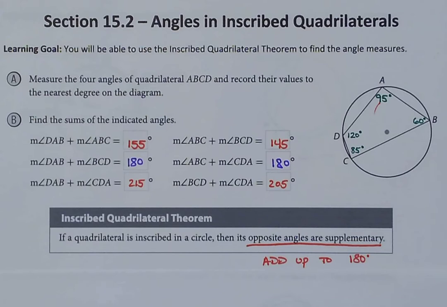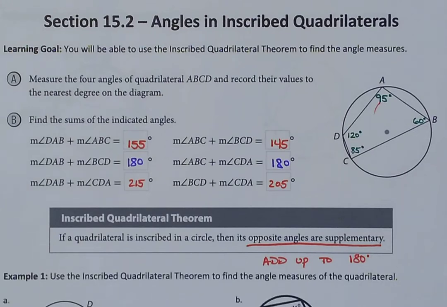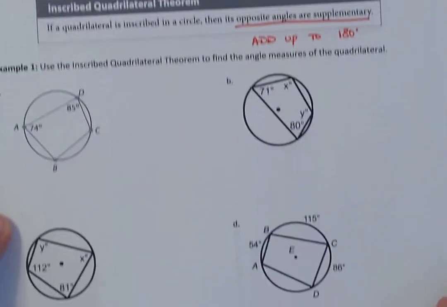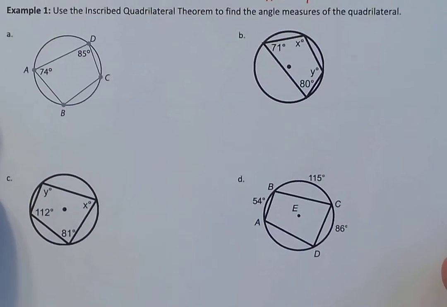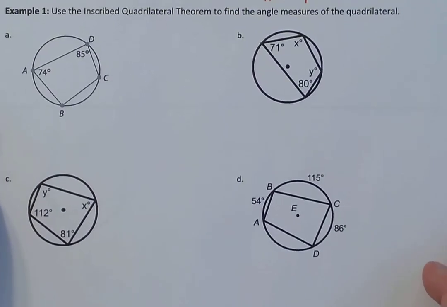All right, so with that said, we are going to use that theorem to help us go through and solve our questions for examples 1 and 2. So let's go ahead and move on to example 1. That's going to ask us to use the inscribed quadrilateral theorem to find the angle measures of the quadrilateral.